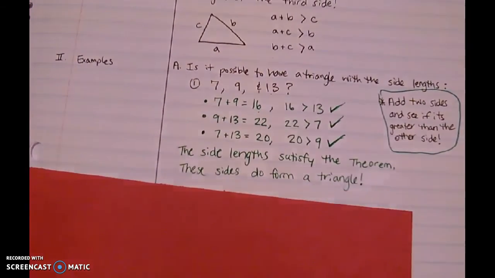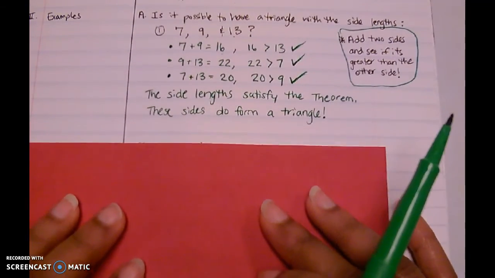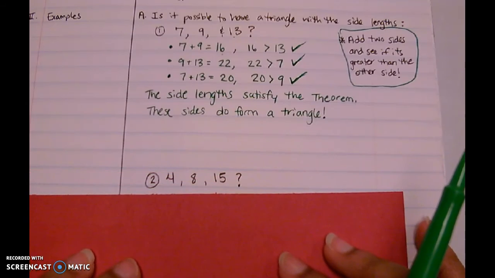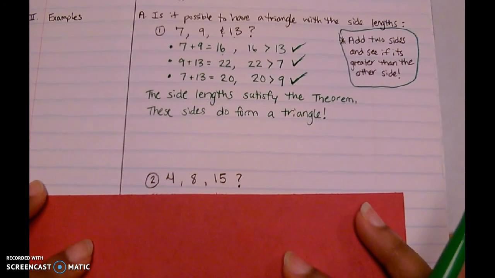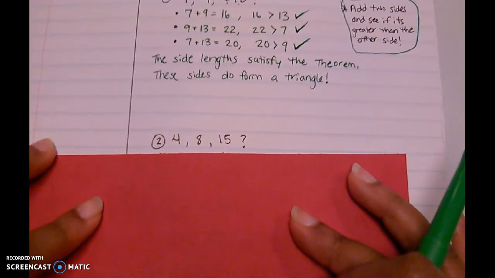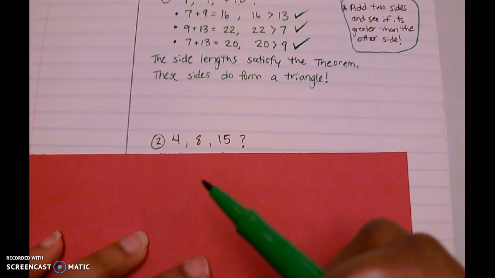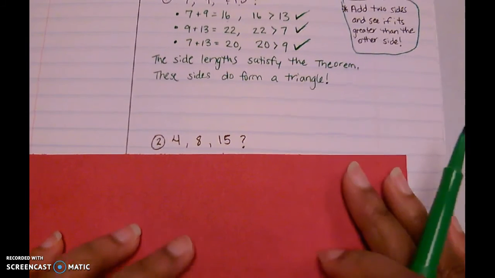All right, for our next problem, we want to know if it's possible to have a triangle with the sides 4, 8, and 15. We're going to do the same exact thing that we did in the last problem. We're going to add two sides together and see if the sum of the sides is greater than the side we didn't add.